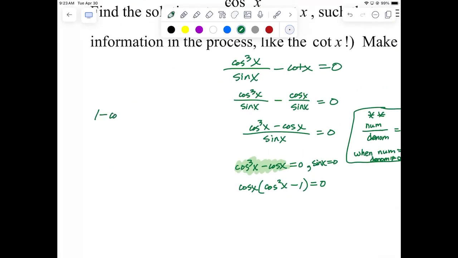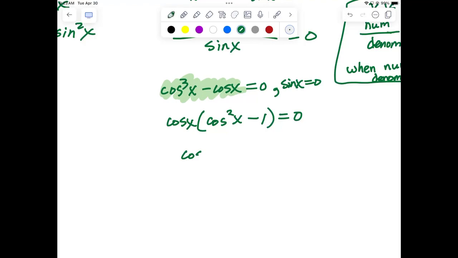I know that 1 minus cosine squared is equal to sine squared. So what would cosine squared minus 1 equal? It's a little different, right? Negative sine squared. If you multiply through by negative 1, you get negative sine squared. Is that worth a replacement right there? I like it. So I get cosine of x times negative sine squared equals 0.